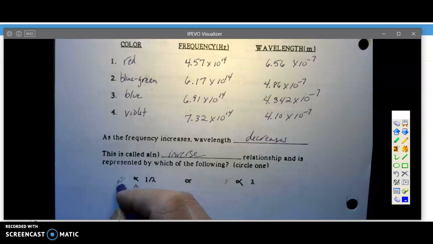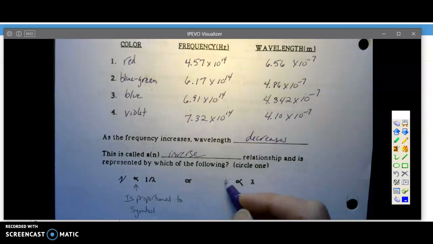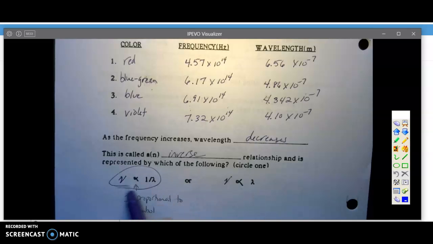So the lambda part of this is the frequency is proportional to either 1 over the wavelength or is directly proportional. So since it's inverse, and again, this little alpha sign here is the proportional to symbol, for this one, because it's inverse, they are proportional to the 1 over the wavelength.